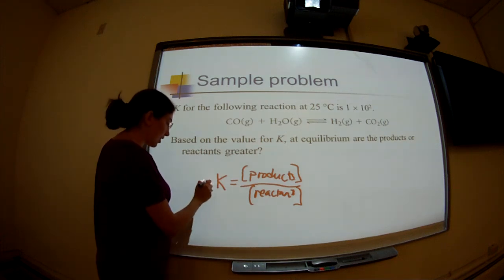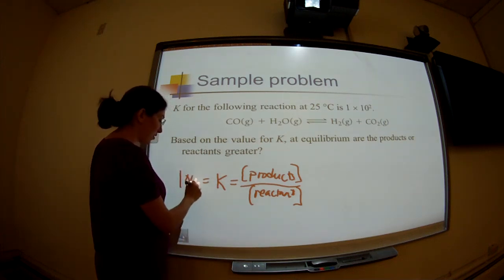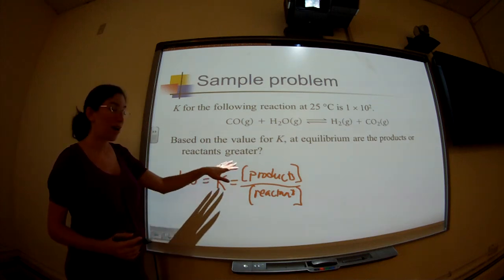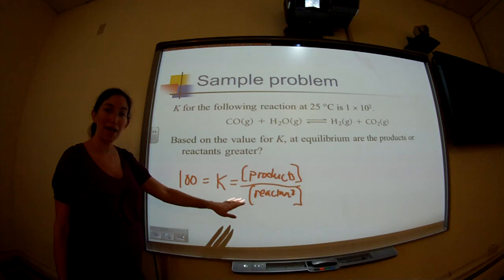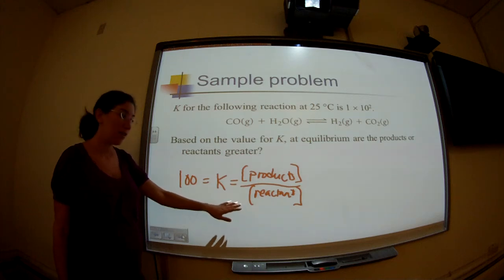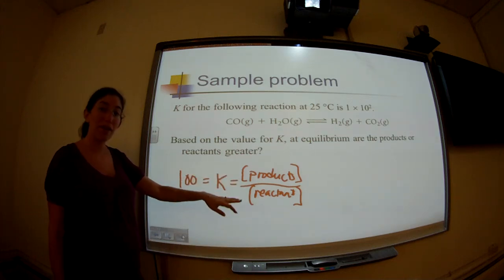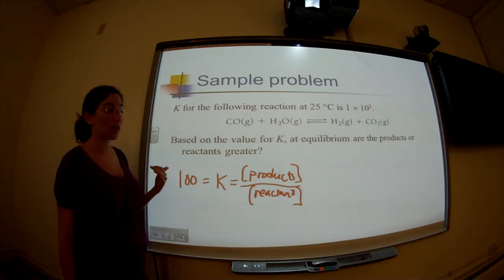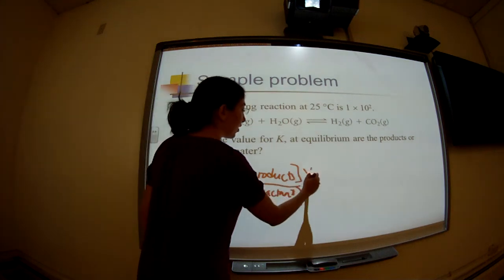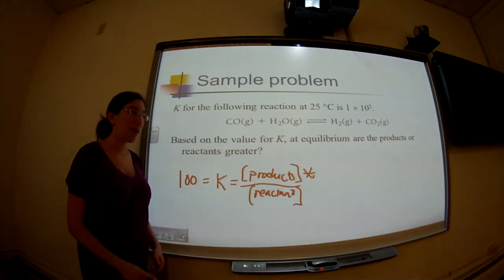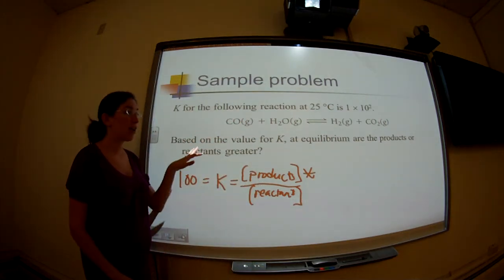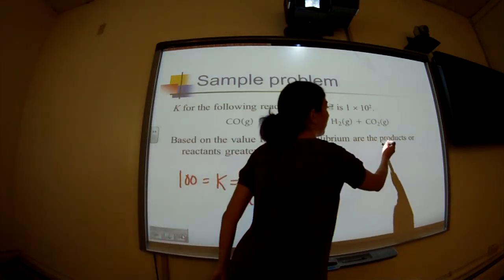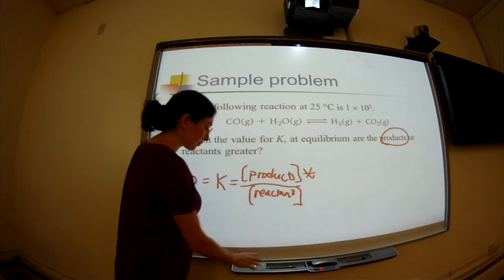If this K is equal to 100, or 1 times 10 squared, then does that mean that the products are higher or that the reactants are higher? The products are going to be greater than the reactants because this is greater than 1. 100 is greater than 1. So therefore, it's the products that are favored. The products are greater at equilibrium. That would be the answer for this problem.